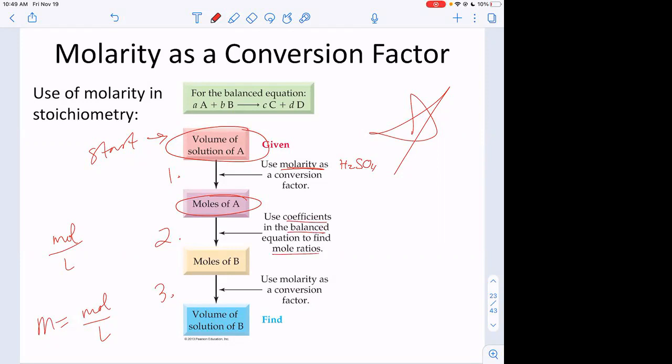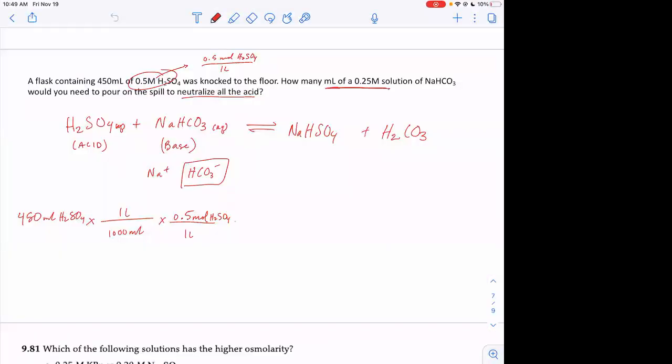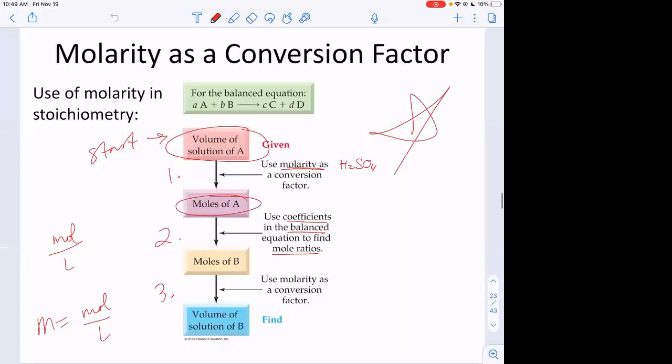Yep, so for every 1 mole of H2SO4, it'll be 1 mole of NaHCO3. And this would definitely be an open response question. I would definitely be looking for this step right here, because the units have to cancel properly. So far, we've canceled milliliters, we've canceled liters. All right, what's the last step if you want to go back to this?